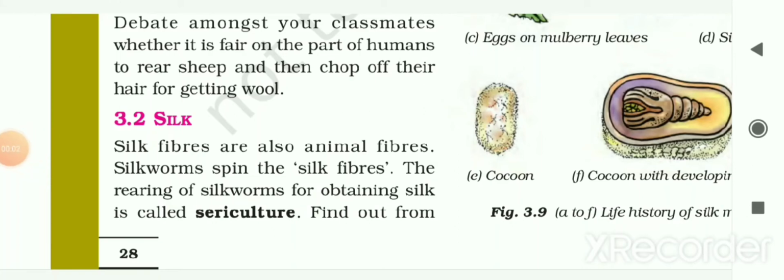Hello students, today we are going to study the remaining part of chapter 3. The chapter name is Fiber to Fabric, class 7 subject science. In the previous video we had seen that wool and silk are animal fibers.